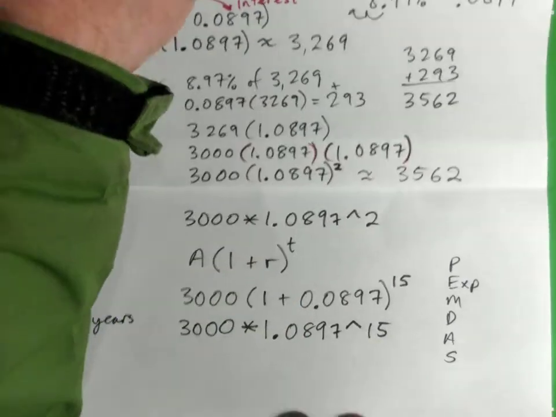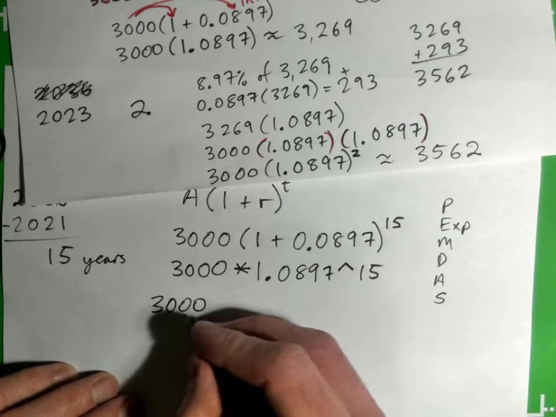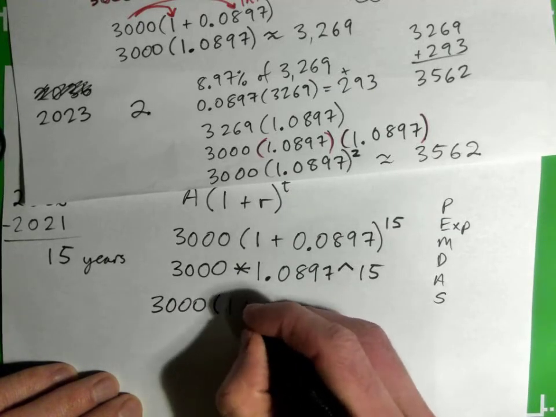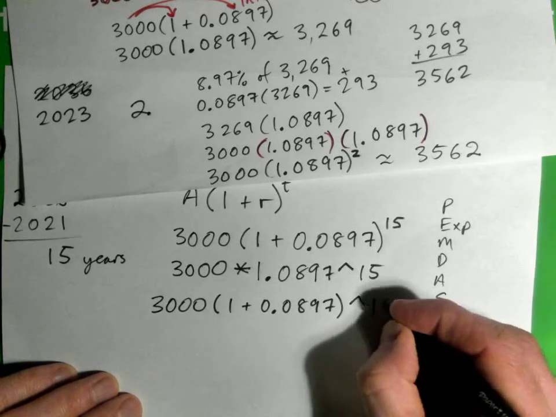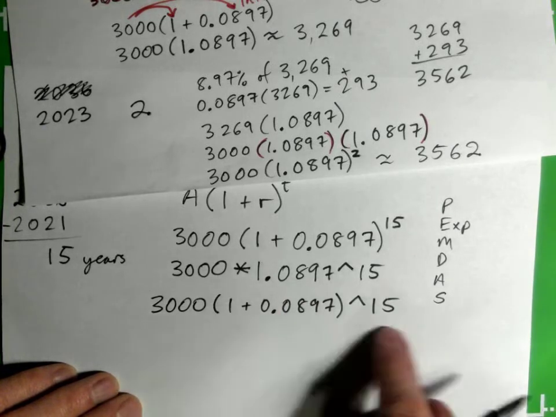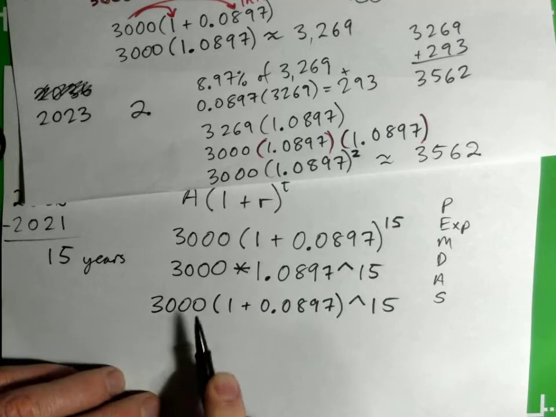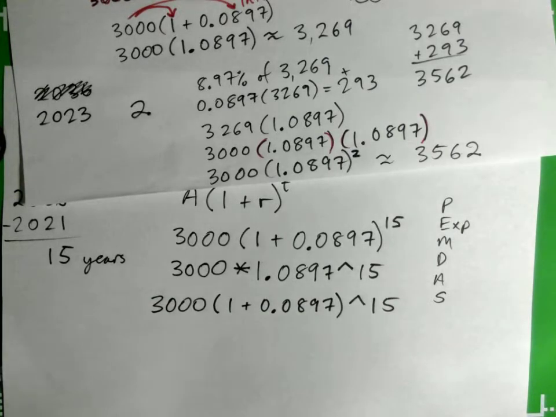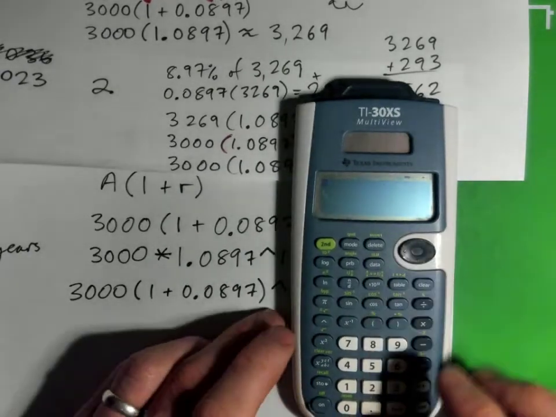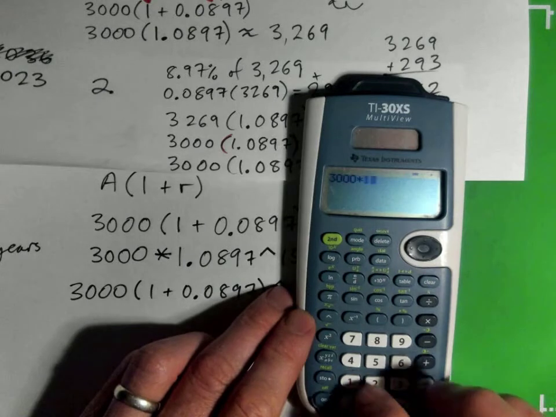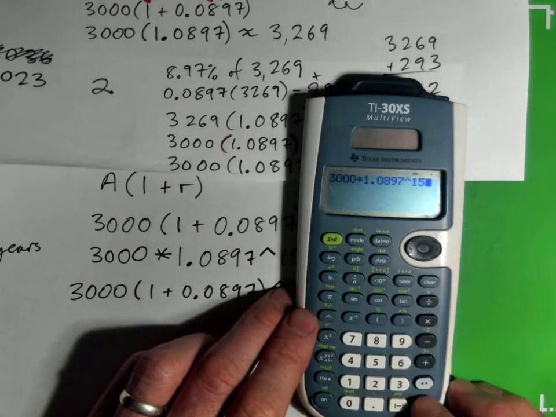I mean, you can do, or if you want to, you can do 3,000, probably just parenthesis, and then 1 plus your 0.0897, and then parenthesis, and then 15. That will also work. So this or this, you might have to put a star here. It depends on your calculator. Maybe you need a star here, maybe you don't. But in any case, one of those, I'll do this one. So 3,000 star 1.0897 to the power of 15. Enter, and we get that.